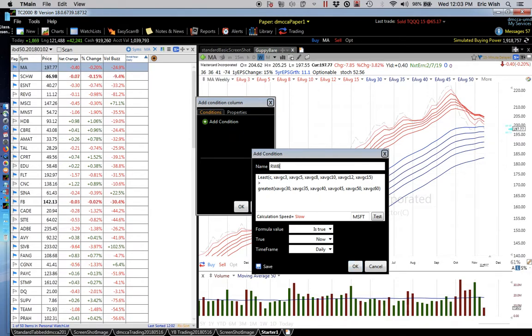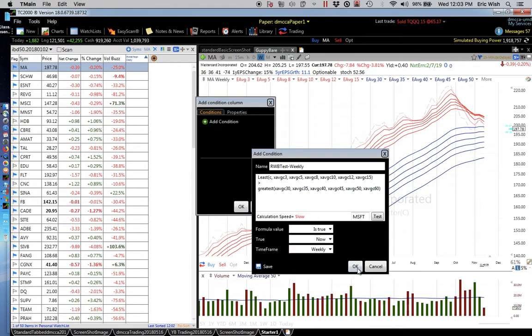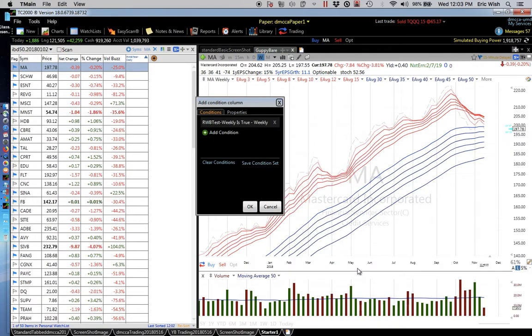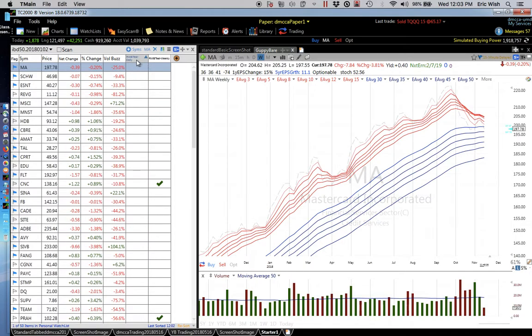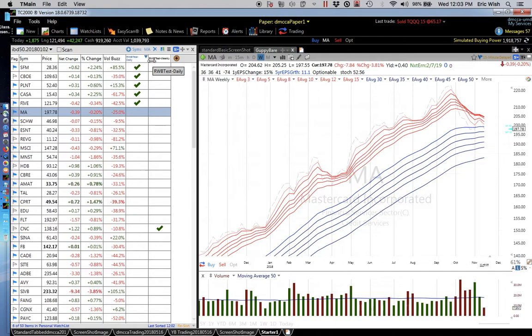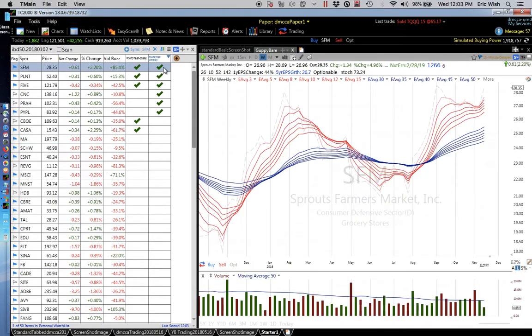and name it RWB test. This will be weekly, and we need to change this to weekly. Okay. And okay. So now I have, let's see, I'll sort here first, and then I can sort this one. So these stocks all have RWB on the weekly.